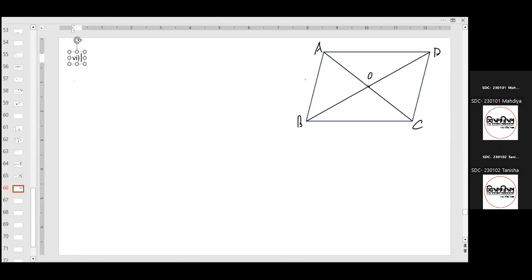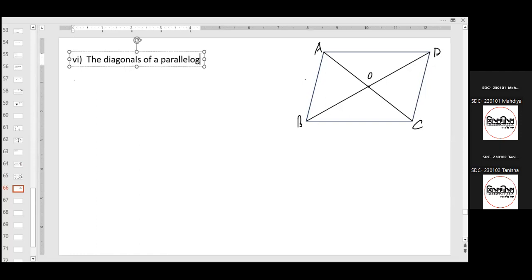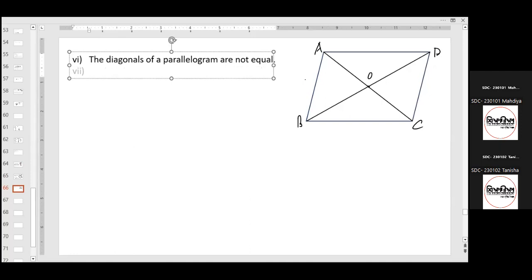Okay, so you can say that the diagonals of a parallelogram are not equal, right? That's what it is, not equal. That's important, right?